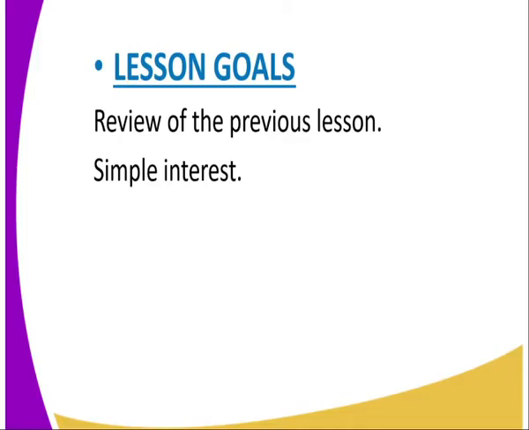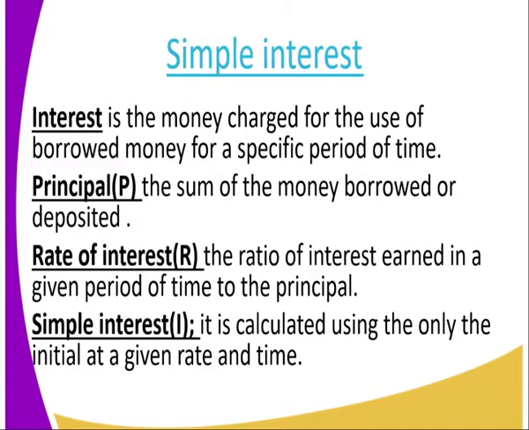Let us look at the lesson goals. We are going to review whatever we did in Commercial Arithmetic 1. Then we go to Simple Interests. When we talk about Commercial Arithmetic 1, we dealt with the profit. We also dealt with the losses. We also dealt with the discount, commission, all that. And now we want to go to deeper details where we start going to the bank, looking at the advancing of the loan. We start with the simple interest.